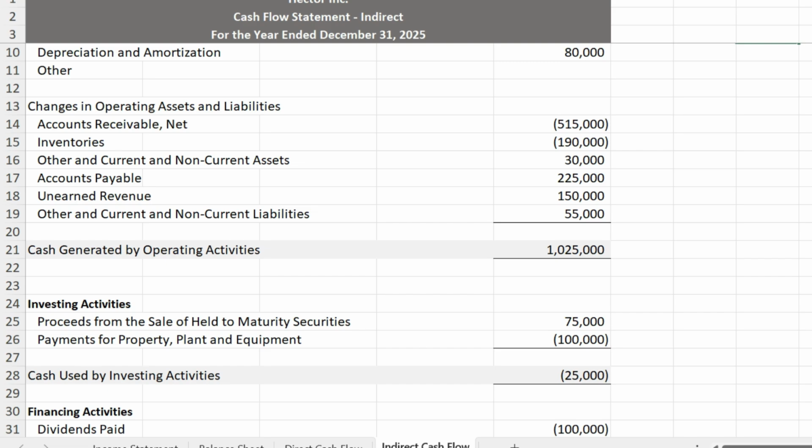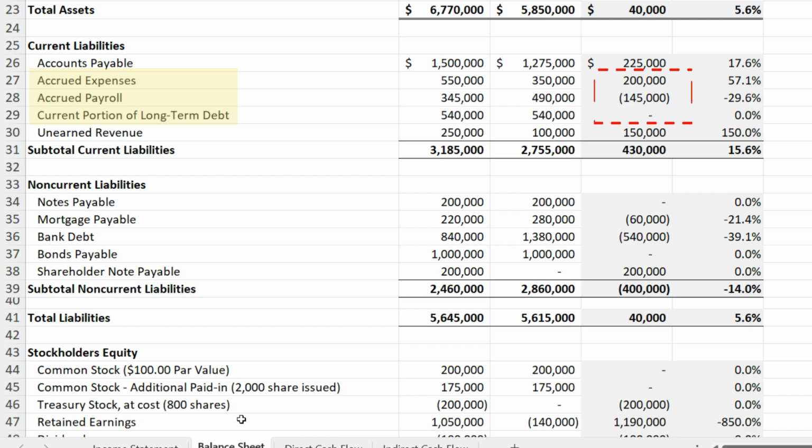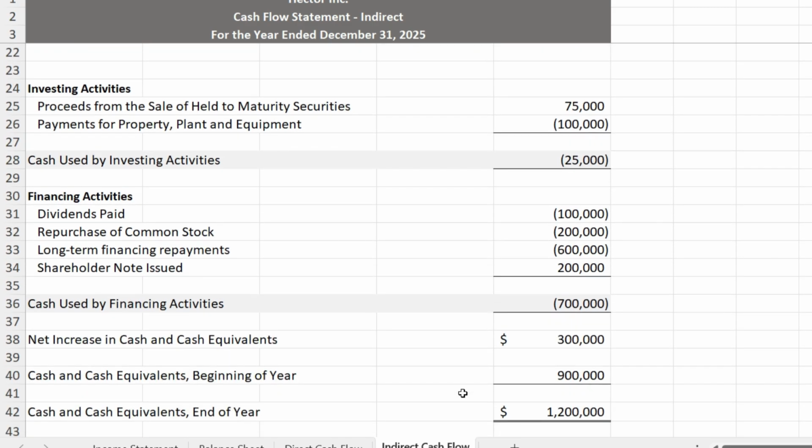And my last catch-all for liabilities is other and current and non-current liabilities. I just realized I did the same thing for the liability section as I did for the assets, so just ignore that. So other current and non-current liabilities, I'm going to factor in the change related to those categories on the balance sheet and then ultimately get this into the indirect cash flow statement. Again, I'm just grabbing these numbers from the balance sheet.